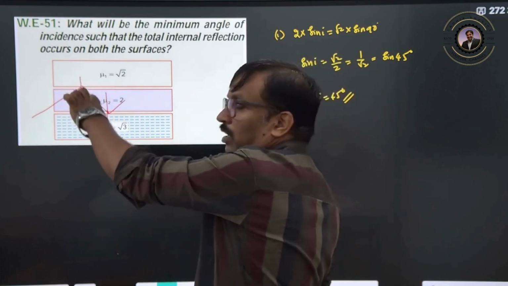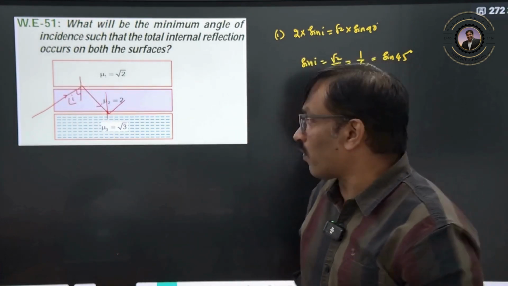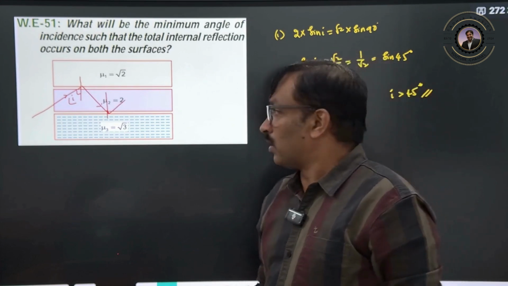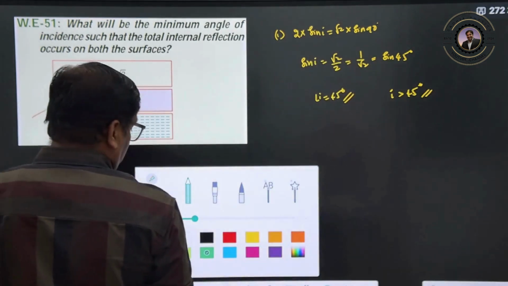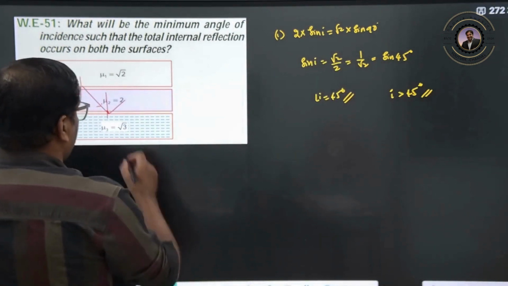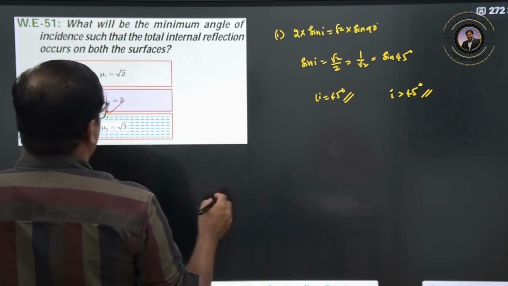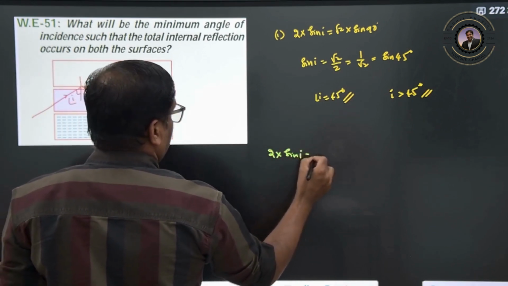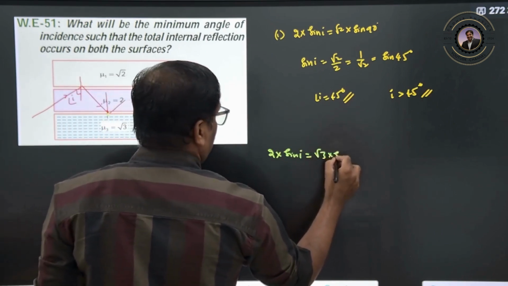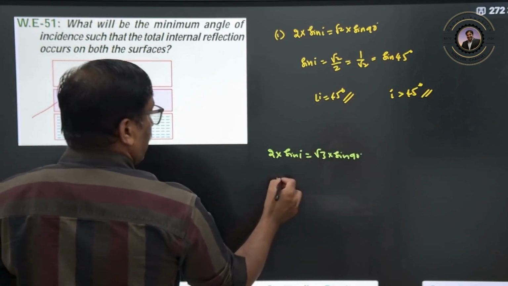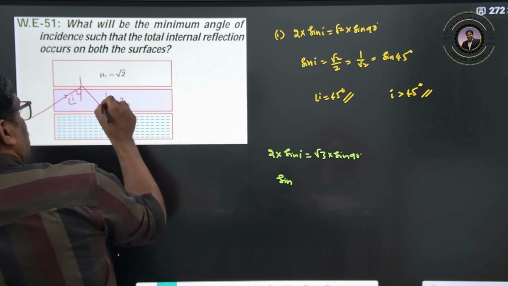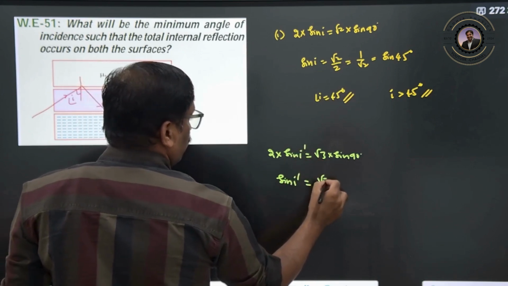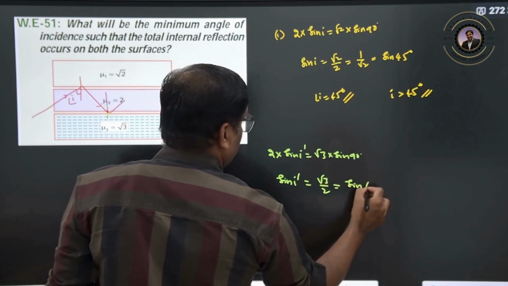So, to undergo total internal reflection at this point, the angle of incidence should be more than 45 degrees. That means the first situation should compulsorily be more than 45 degrees. Let us do the second situation now, the second reflection at this point. The light ray is travelling from denser medium, 2 into sin i equals root 3 into sin 90. So sin i dash is equal to root 3 by 2, therefore sin 60.